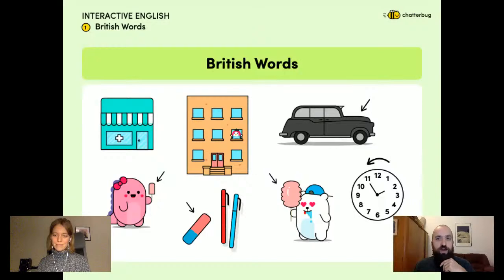Okay, you're at the fun fair. You want something sweet. What's this fluffy pink stuff called in British English? Fairy hair? In American English, it's cotton candy. Candy's in it, but the second word is different. Candy floss. Good.